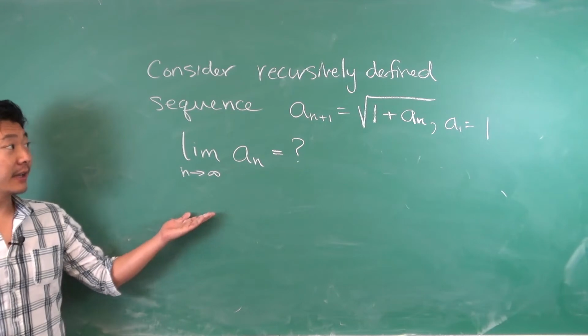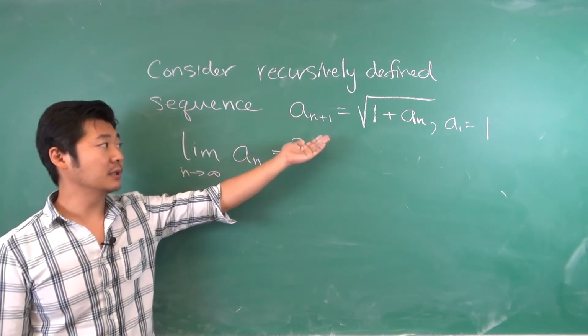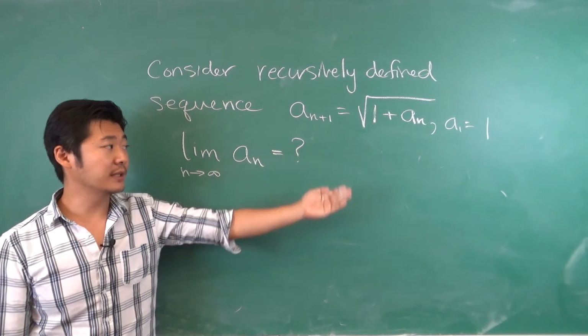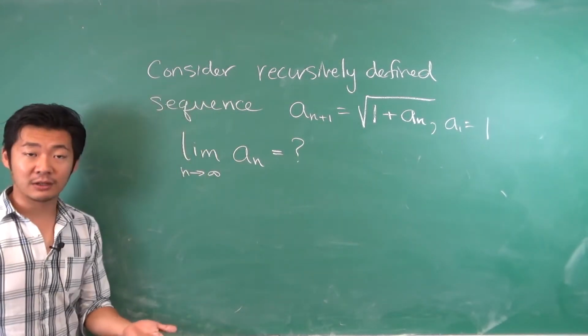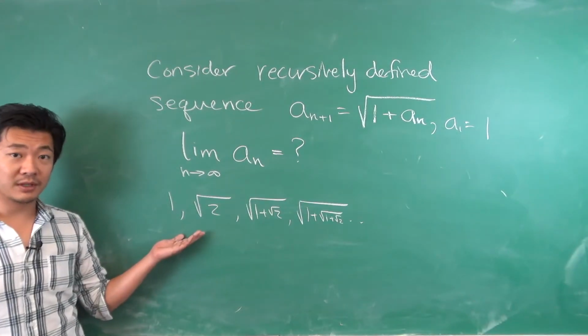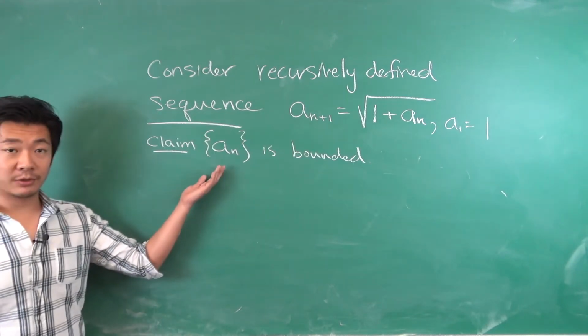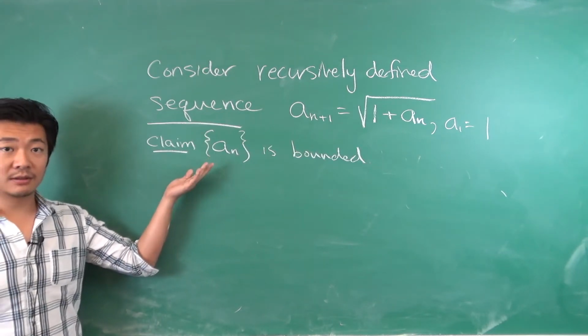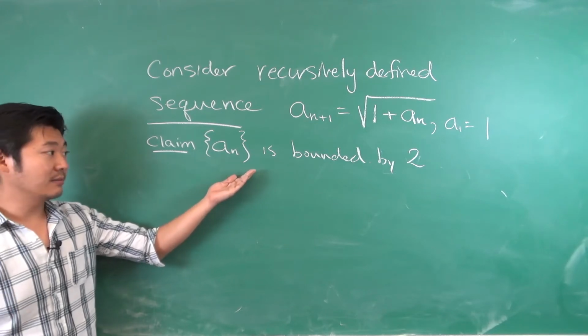Now let's investigate this recursively defined sequence. a_{n+1} is equal to the square root of 1 plus a_n. a_1 is equal to 1. So if we write out the first couple of terms, we'll get something like this. Now, does this have a limit? Let's find out. We first want to show a_n is bounded. First, we claim that a_n, the sequence, is bounded by 2.